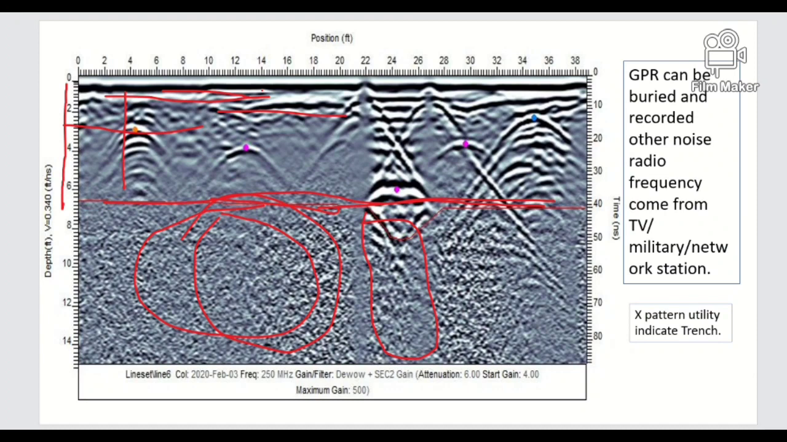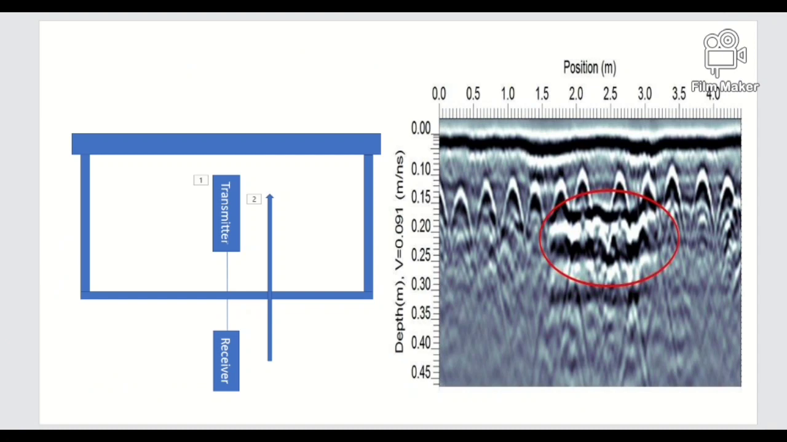And another case: when the GPR transmitter goes through a building or any shed, it will give this type of image during the ground investigation. So we have to consider this image as showing this building.